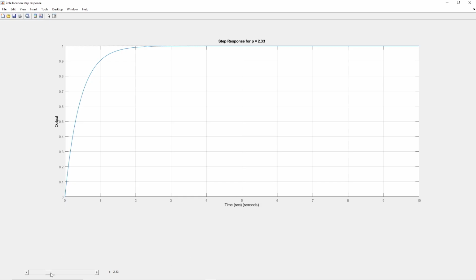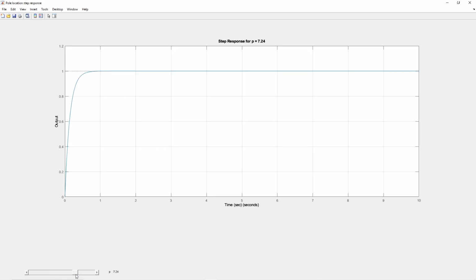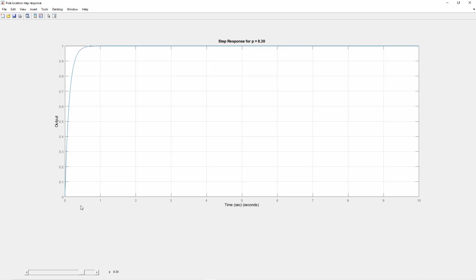As I increase p, I am moving away from the imaginary axis, and you can see that the response is getting faster and faster. What do you mean by faster? That means that the step response is going to the reference quicker and quicker. It is going much faster now. So as the pole of the system moves away from the imaginary axis, the response of this first order system is much faster. This is how poles affect your system's response.